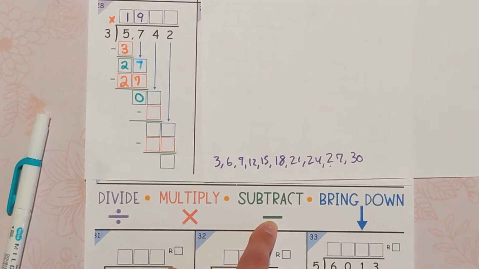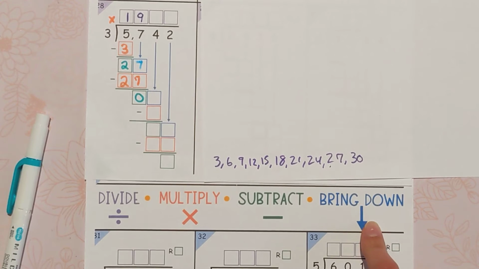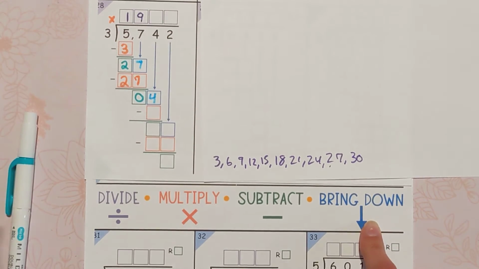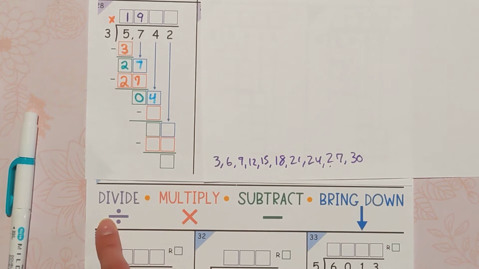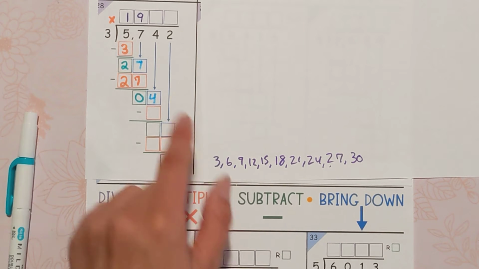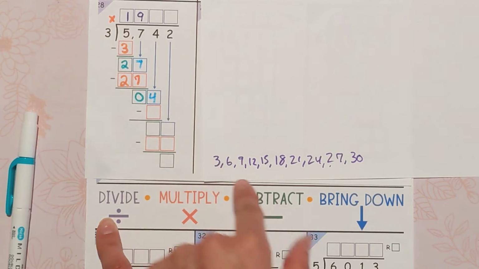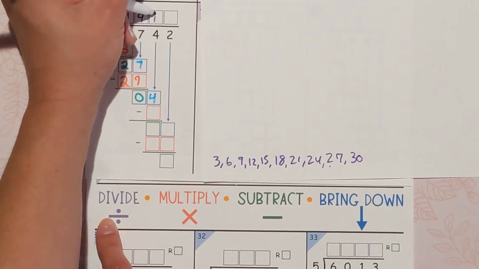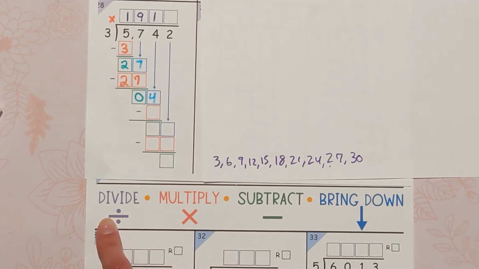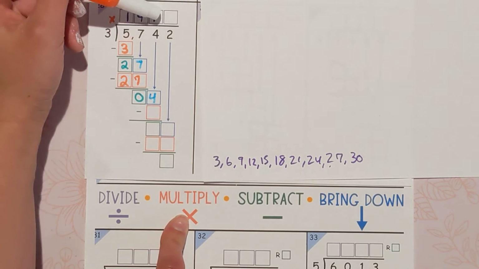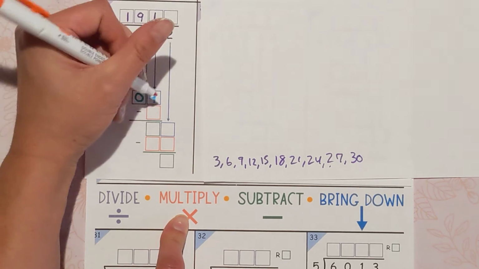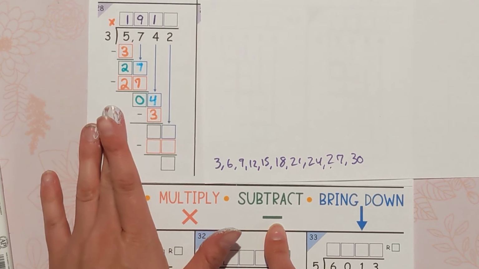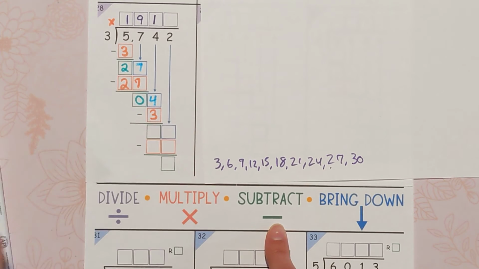What do we do next? Bring down. What are we bringing down? The 4. All right. Now what are we going to do? We're going to divide. So we're doing 4 divided by 3. How many 3's can fit into 4? Just 1. Put the 1 up here. And then what do we do with this 1? Multiply it right back with the 3. 1 times 3 is 3. Our next step is to subtract. So we're going to do 4 minus 3, which is 1.